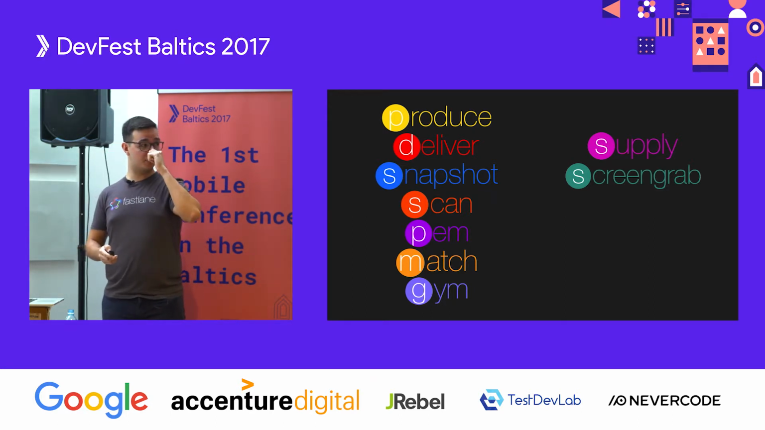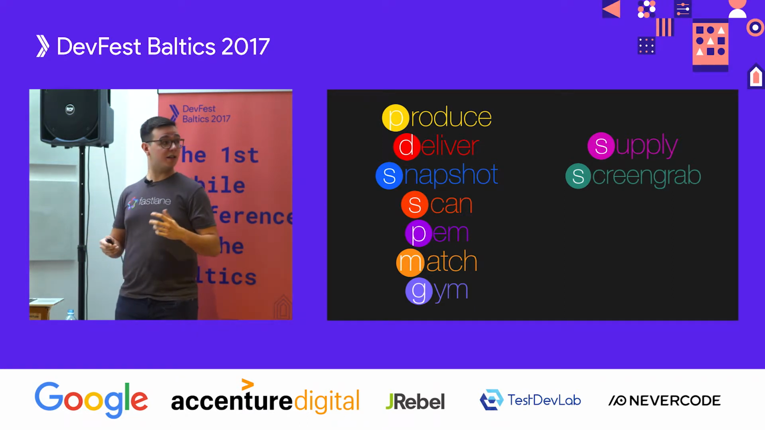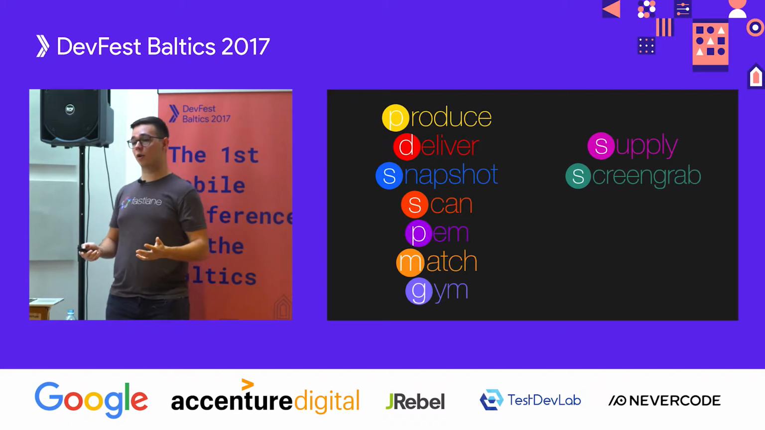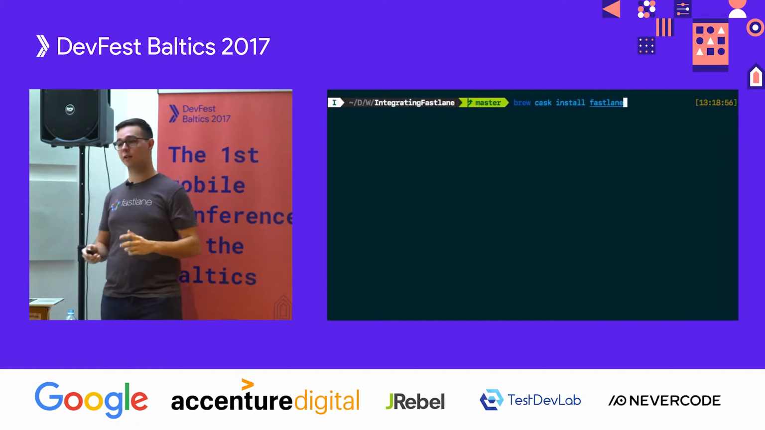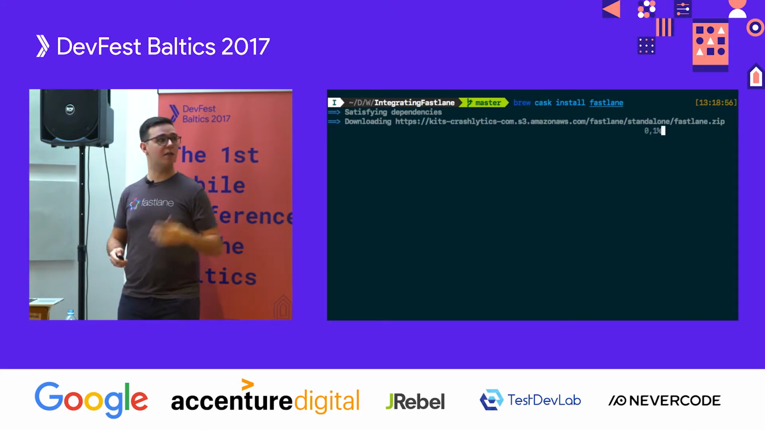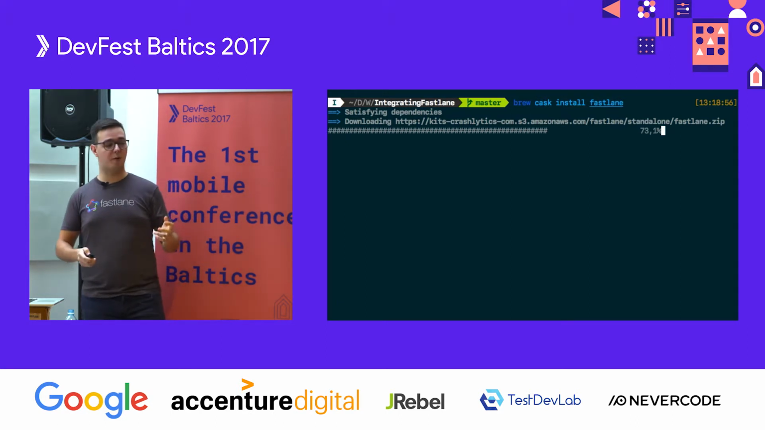So let's look at how easy it is to set up Fastlane and to get up and running. There are multiple ways you can install Fastlane. The easiest way, in my opinion, is to use Homebrew. So you would just type brew cask install fastlane, and it'll do everything for you. It'll start downloading and installing immediately, and any additional steps it'll mention at the end.